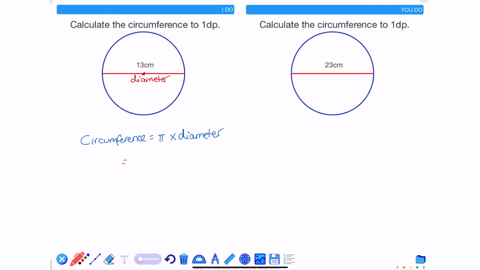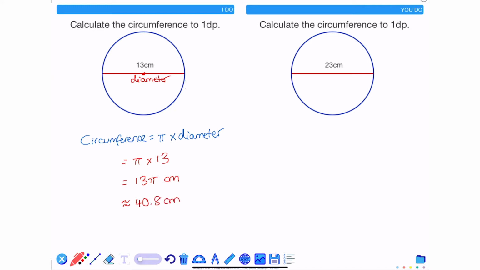Substituting this into my formula gives pi times 13. Now as a multiple of pi, this is 13 pi, and because circumference is a distance, the units will be centimeters, because the diameter was also measured in centimeters. Grabbing a calculator and typing in 13 times pi, to one decimal place, the answer is 40.8 centimeters.